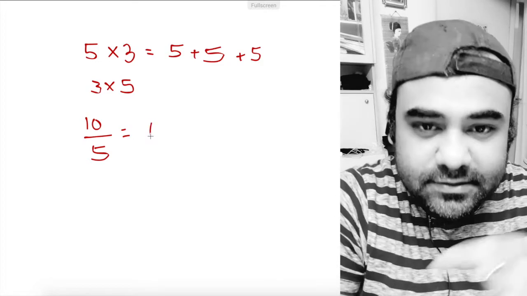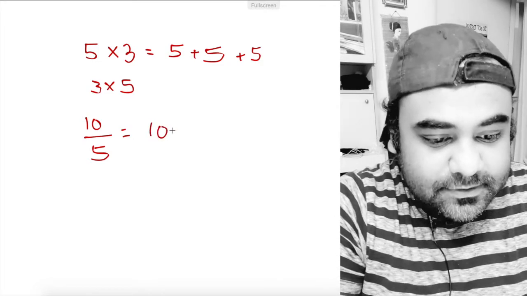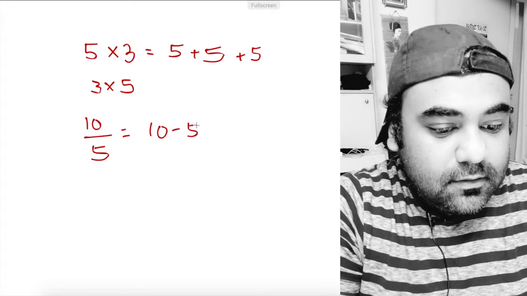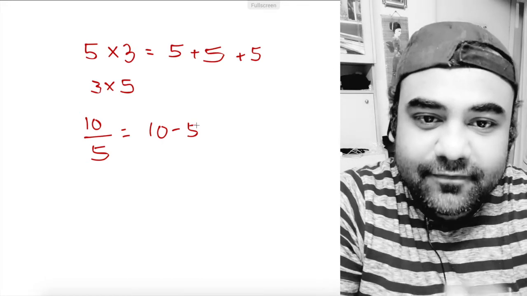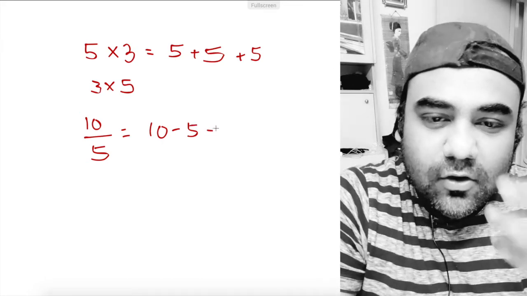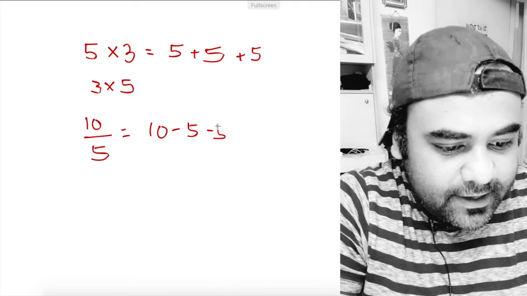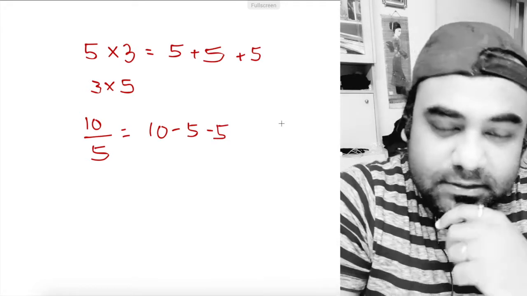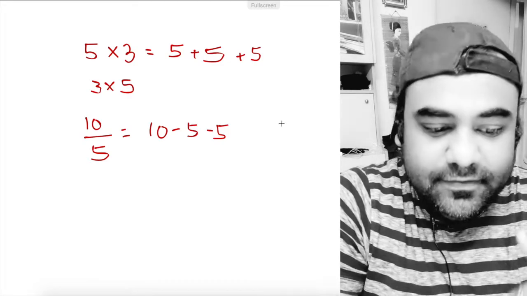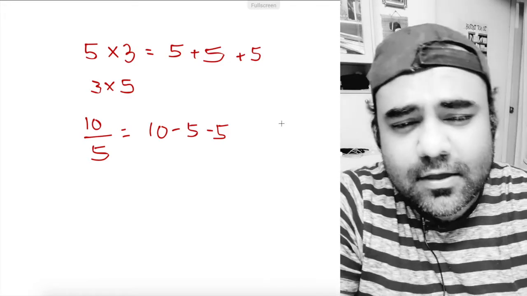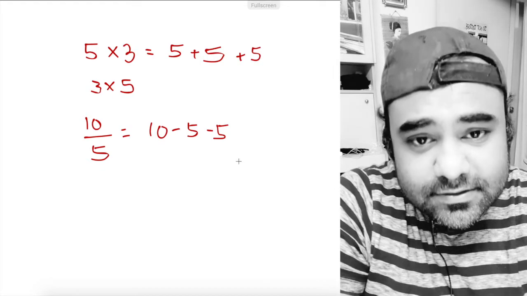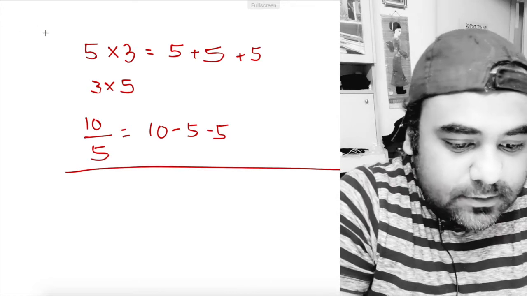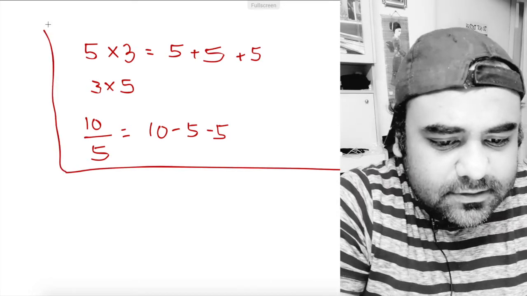If 10 is our set, how many times do I need to subtract 5 to not have anything remaining in our original set? We need to subtract 5 twice to not have anything in our set. That means 10 divided by 5 is how many times you subtract 5 from the set 10 to get 0. So I would subtract 5 two times. This is what division is.